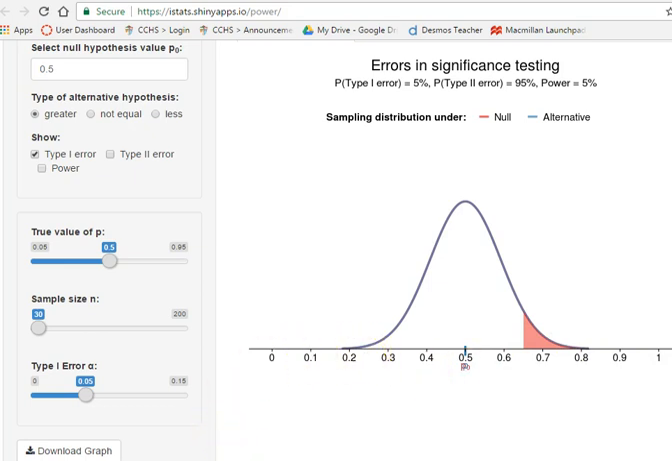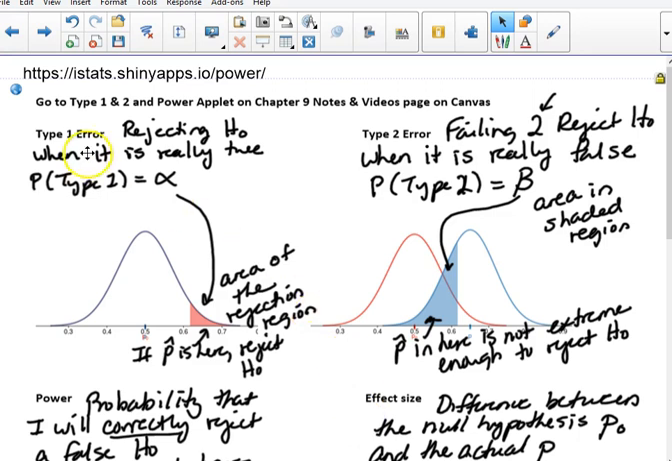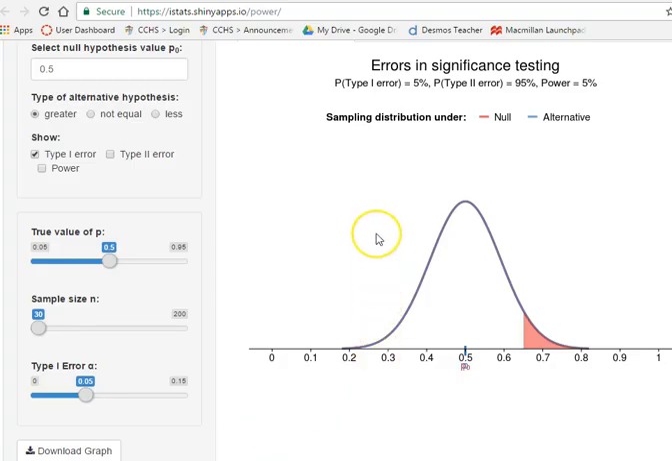So let's go back to the notes and just summarize. Type 1 error is rejecting the null hypothesis when it's really true. The probability of a type 1 error is alpha. That is the area of the rejection region. If the p hat is in here, we're going to reject the null hypothesis. Okay, so let's go back to the applet and look at a type 2 error now.